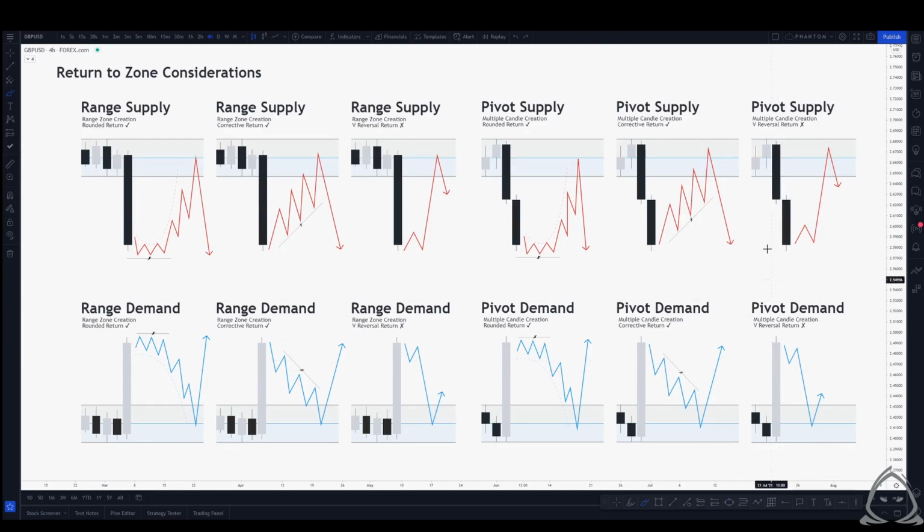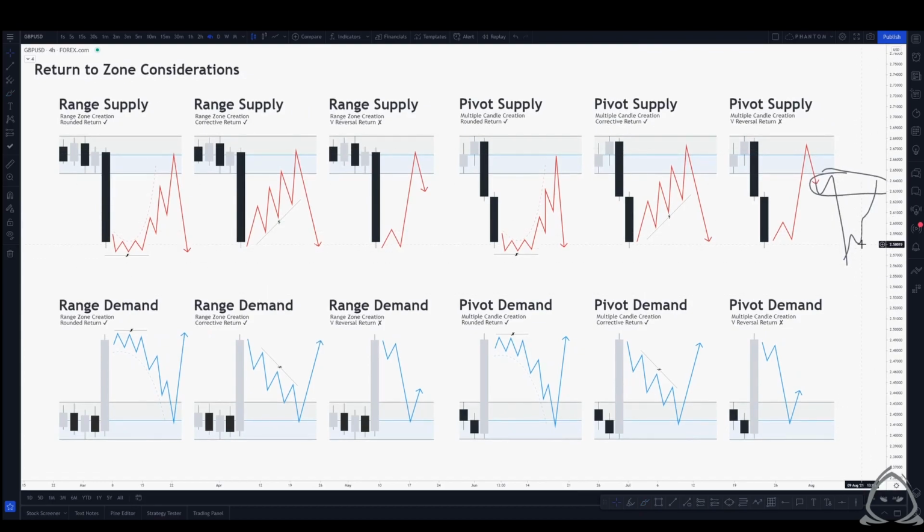Generally speaking, these models don't tend to work out this return, and if you do tend to find this, it's better to stay out of the trade and look for something a little bit different. Or if you do get some sort of reaction that does follow through, you might be able to trade a newly created pivot that has maybe a better return into it, a rounded return or a corrective return.